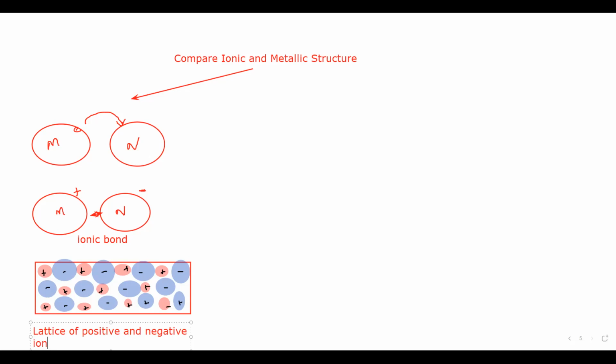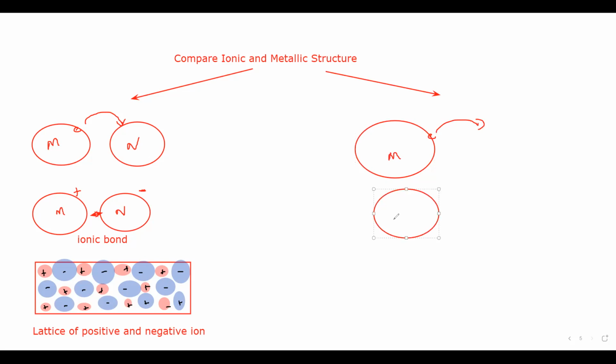But when we talk about the metallic structure, what happens? We have a metal, and that metal has a tendency to lose electrons. When the metal loses electrons, what will it form? It will form a positive ion, and there will be attraction between the electrons and the ions. What do we call this attraction? We call this attraction a metallic bond.